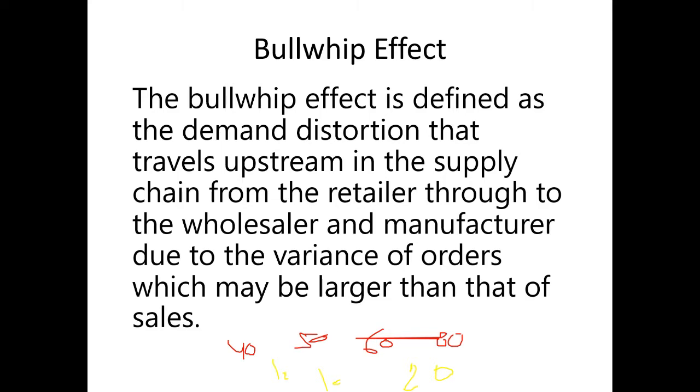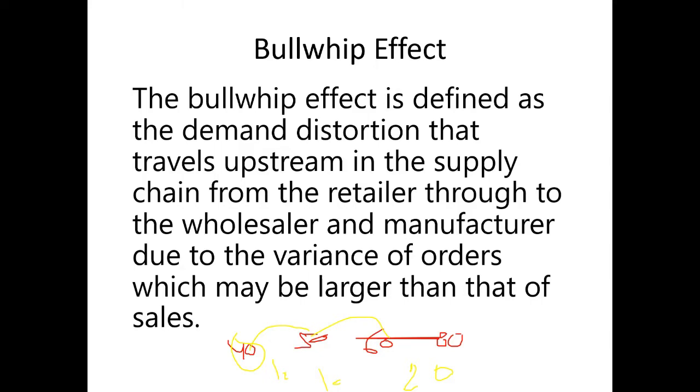So there is a huge difference, from 40 to 80. It's just double, so there will be more supply and more stock in the inventory, and it will cause a loss for the whole supply chain. As in the definition, it goes upstream from retailers to manufacturer, to the variance of orders which may be larger than that of sales. So here is the variance in orders you can see, which is larger than the actual sales of 40. So we have easily understood what was in the definition.